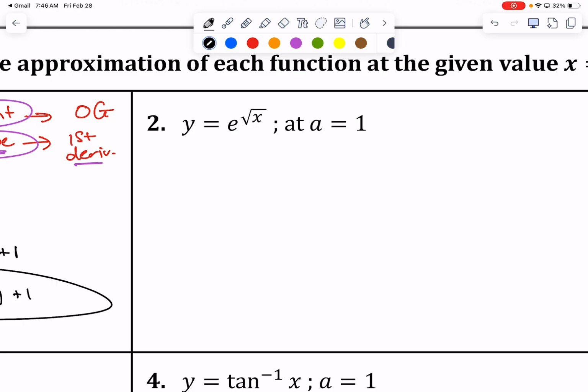Okay, so let's do it again. Let's do point, and let's do slope. So we need point and slope. Let's do point first. So it'd be y of 1. So we're going to plug 1 in. So that'd be e to the root 1. What's root 1? 1, so it's just going to be e. So y of 1 is e, so that's the point 1 comma e.